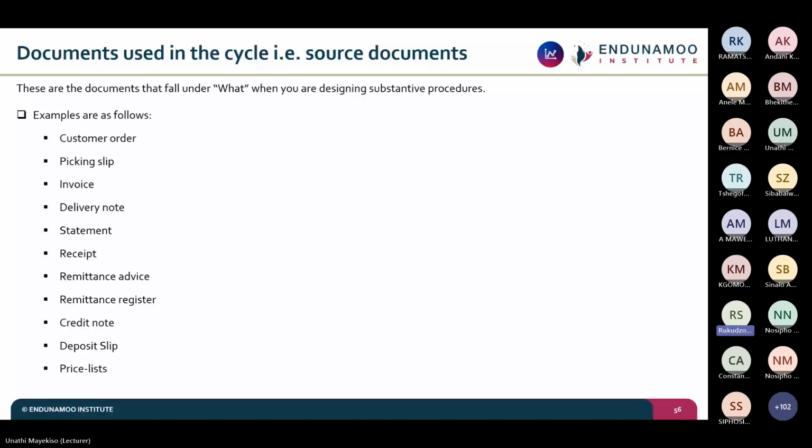My question is not exactly on the source documents, but I would like to ask if our revenue cycle is somehow linked to our IFRS 15 when we are performing these substantive procedures. Oh, it is definitely linked. So how then do we really link the two in terms of the standard itself and the cycles? How do we then respond to our questions in an exam scenario?